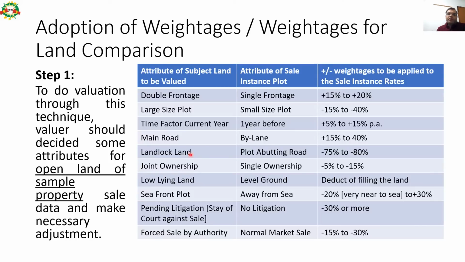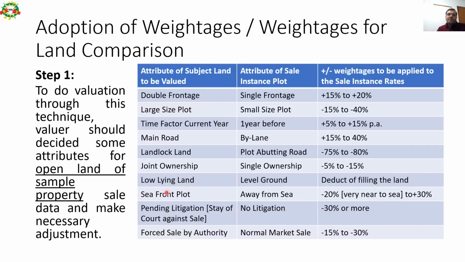Then joint ownership. The existing property which is to be valued is under joint ownership. We have discussed the concept of co-ownership, joint ownership, flat ownership, and different types of ownership in our previous session. However, the previous sample data property was under single ownership. As more owners come into the picture of a sale transaction, normally the value of the property decreases. So in this case, property value may decrease by 5 to 15%, let us say.